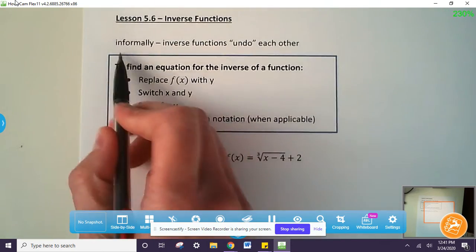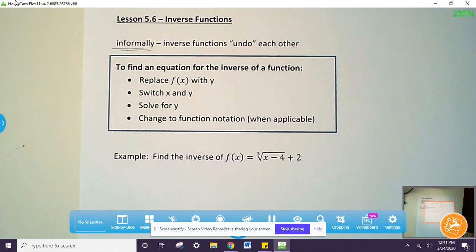So informally, inverse functions undo each other. So what that means is when you're looking at an equation, if you see a plus 2, you're probably going to see a minus 2 in the inverse. If you see times 5, you're probably going to see divided by 5 in the inverse. A lot of times we call them opposite operations, but they're really inverse operations.